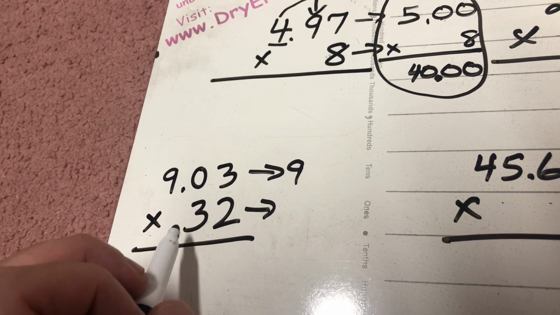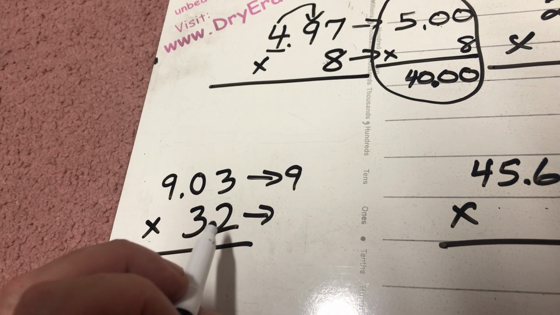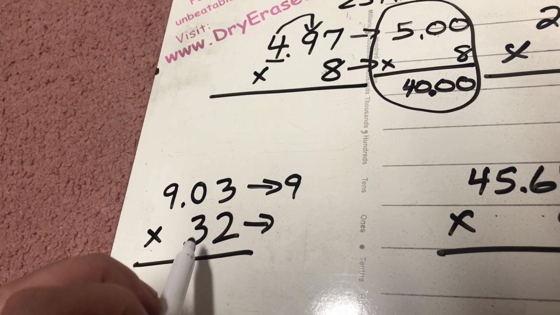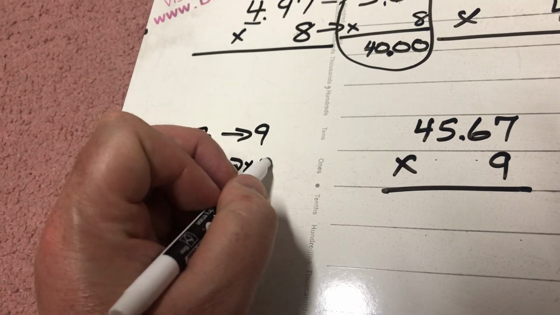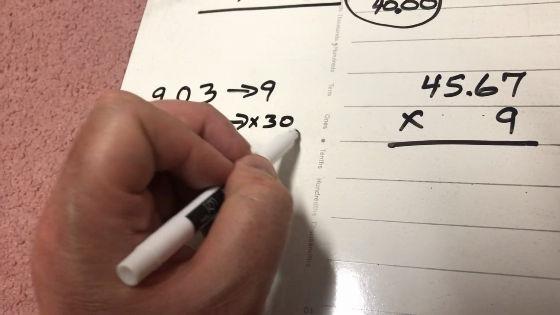32, well, it's the 3 in the greatest place value. The 2 tells me what to do. Once again, the 2 tells me to round down, which means keep the 3 a 3. The 2 becomes a 0. So this becomes times 30. Well, so I do 9 times 30.